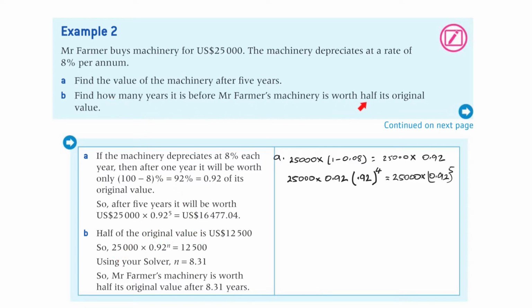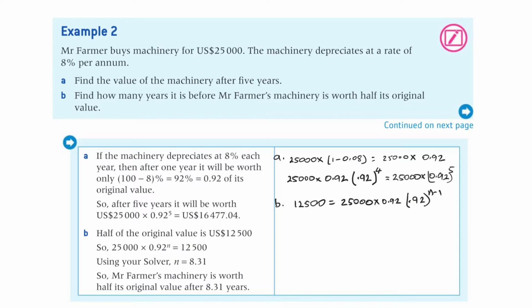So let's go back here. It's worth half its original value. That means that our left-hand side is going to be 12,500. Let's write that in. So for B, 12,500 equals. Now the question is how many years? So that's going to be our n. I'm still going to use U1 as 25 times 0.92, which is different from their explanation. In here, I'm still going to put R, and here I'm going to put n minus 1.